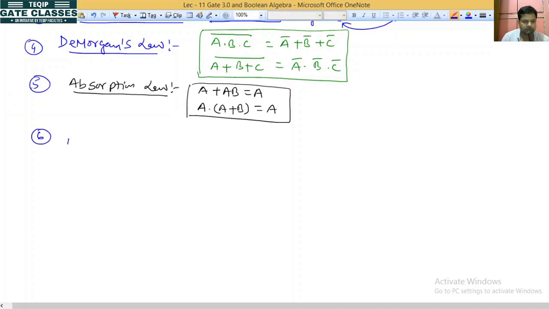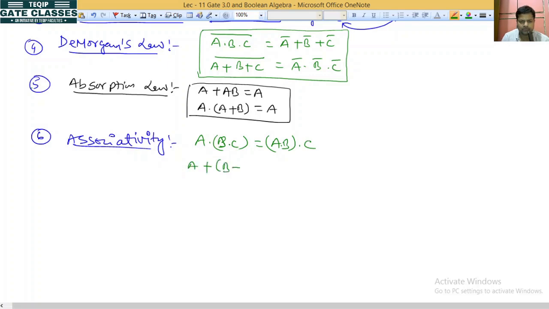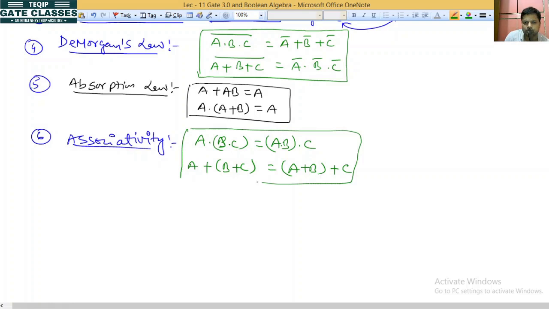So the next point is associativity. We have studied earlier also. A dot B dot C is equal to, first we take AND operation with AB and then the result will be ANDed with C, or A plus B plus C will be (A plus B), first we perform this, then the result will be ORed with C. Okay na? So this rule is called as associativity.